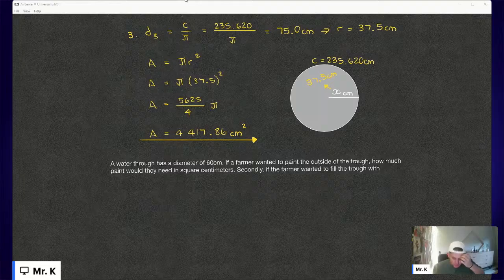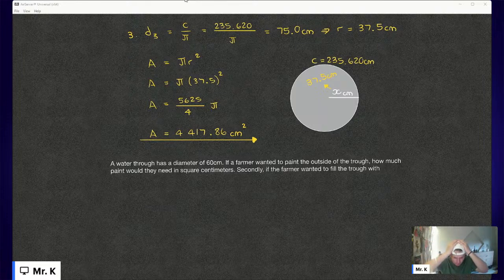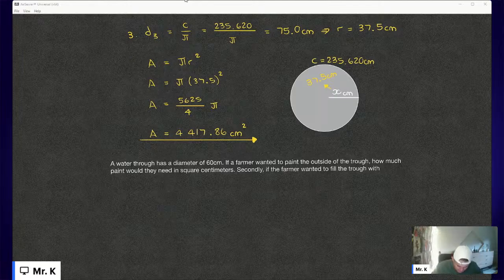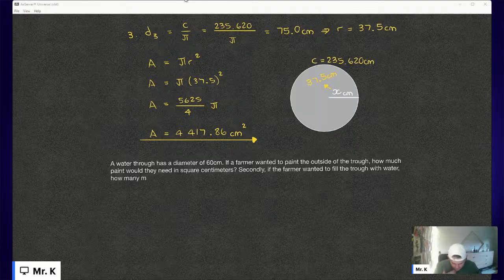All right. So a water trough has a diameter of 60 centimeters. A farmer wanted to paint the outside of the trough. How much paint would they need in square centimeters? That's our first question. Secondly, if the farmer wanted to fill the trough with water, how many milliliters of water would they need?